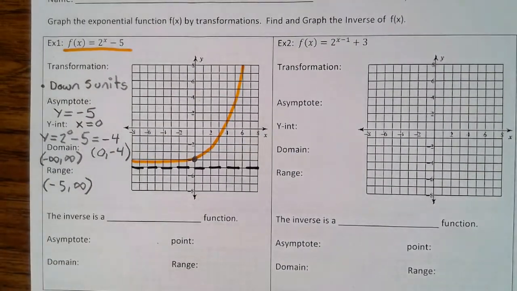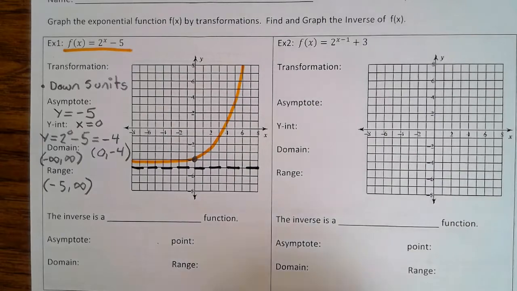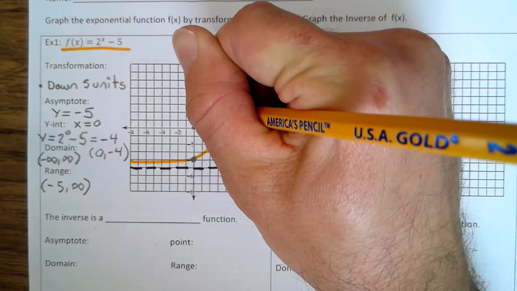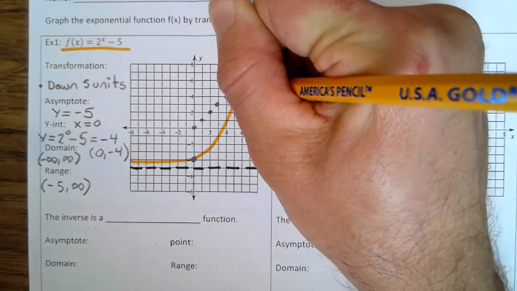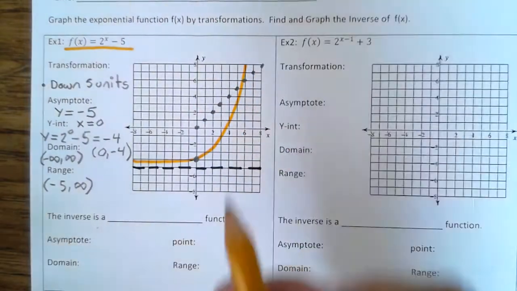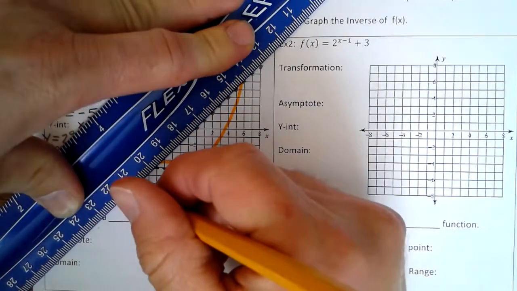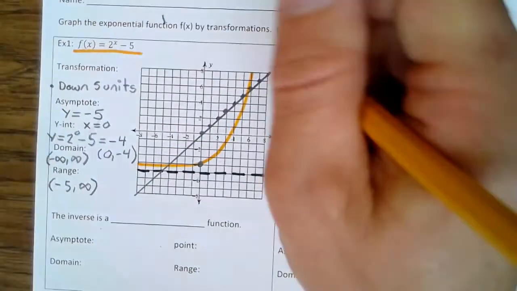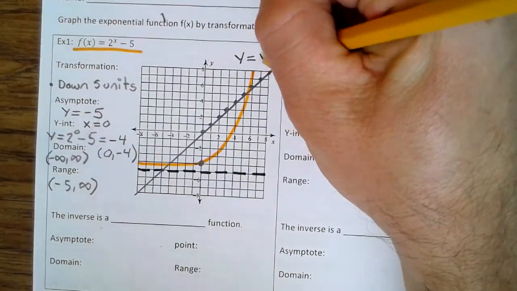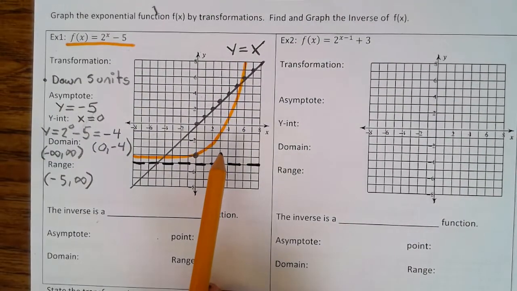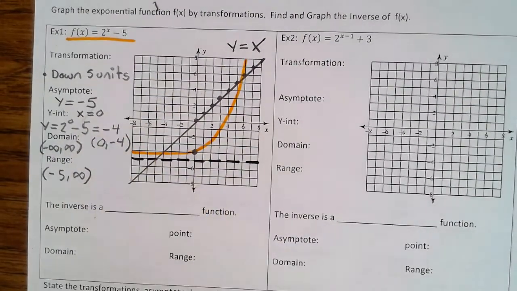Now we're going to graph the inverse, okay? But before you graph the inverse, do you know that the inverse reflects over the y equals x line? So let's graph the y equals x line before we get into the inverse, okay? So we know y equals x is 0, 0, 1, 1, 2, 2, 3, 3, 4, 4, 5, 5, 6, 6, 7, 7, 8, 8. So there's your y equals x line. So we know that the inverse should reflect over this line, okay?